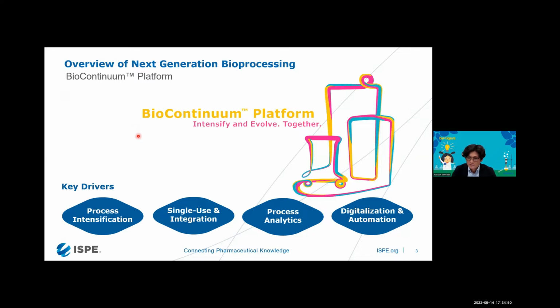We defined 4 key driver technologies to accelerate the development of future bioprocessing. One is to enable process intensification, and the next one is to utilize single-use technology and system integration. The third one is to improve process analytical technology, and the fourth one is to adapt digitalization and automation.